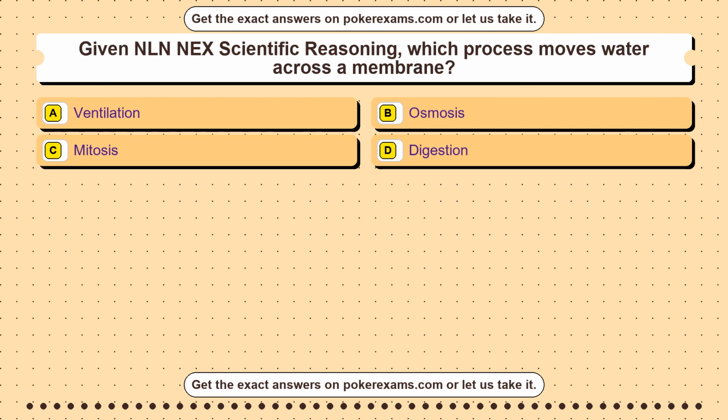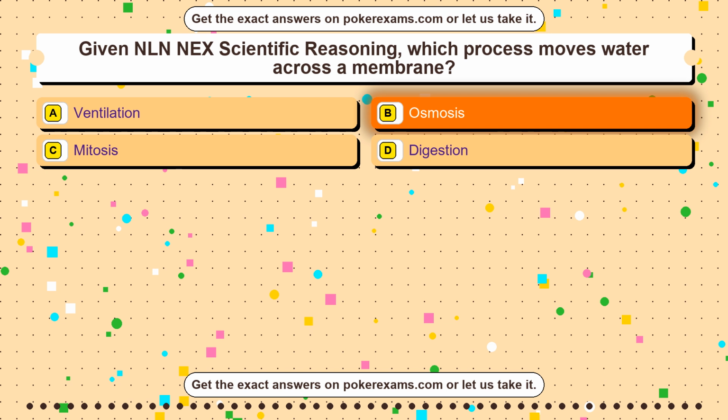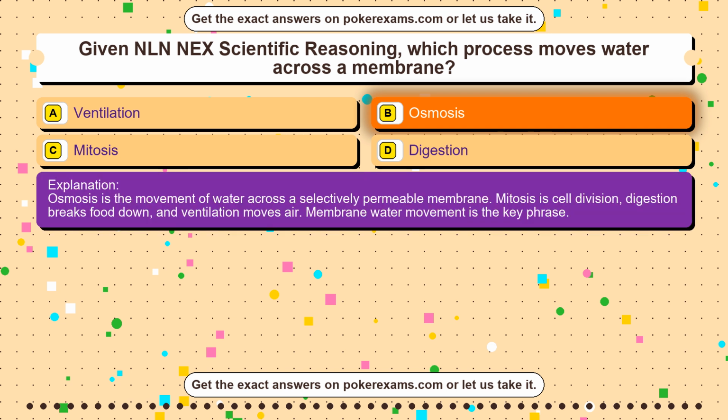Question 8. Given GED Science Practice Test, which decimal equals 3/10? Option A, 30.0. Option B, 0.03. Option C, 0.3. Option D, 3.0. The correct answer is option C. 3/10 is written as 0.3. 0.03 is 3/100ths, while 3.0 equals 3 whole units. 30 is far too large.